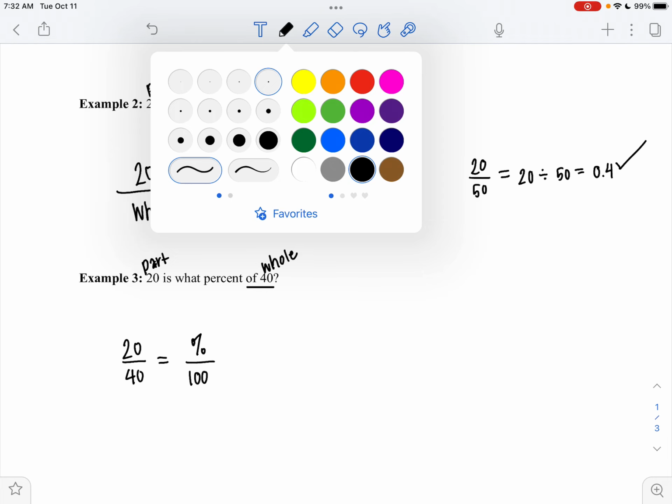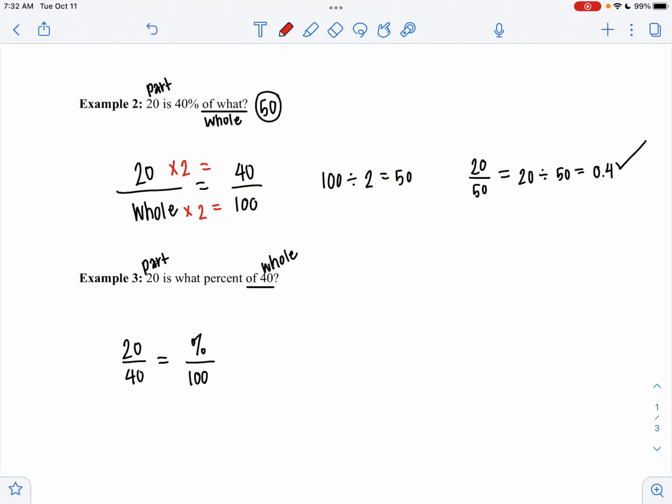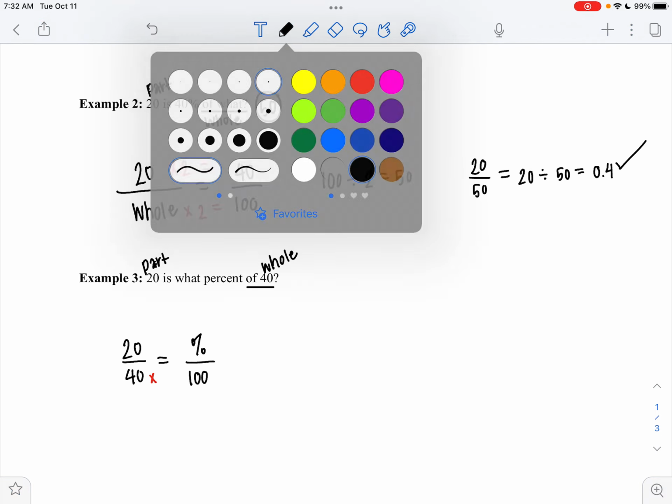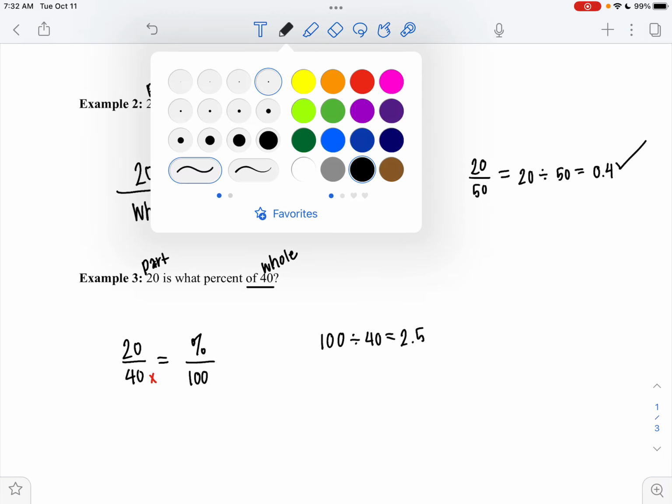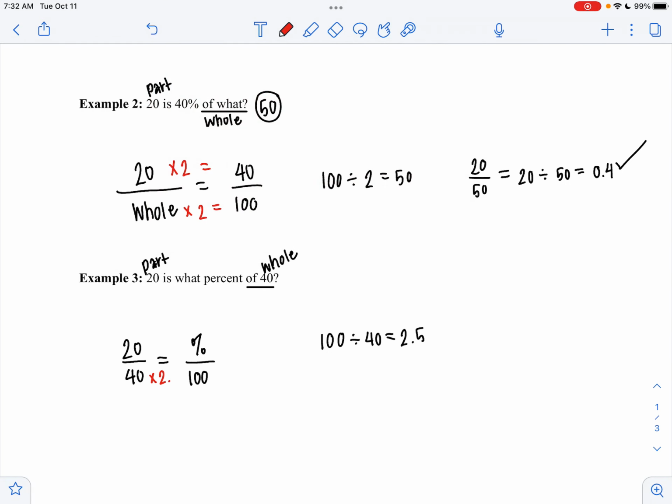Now, this question is a little bit tricky, and the reason is because 40 times a whole number doesn't equal 100. There are a few ways we can deal with this. One is we can just divide 100 divided by 40 to find out what that mystery number is. 100 divided by 40 is 2.5, so you know that 40 times 2.5 is 100, and you'll need to multiply 20 times 2.5, which gives you a final answer of 50%.